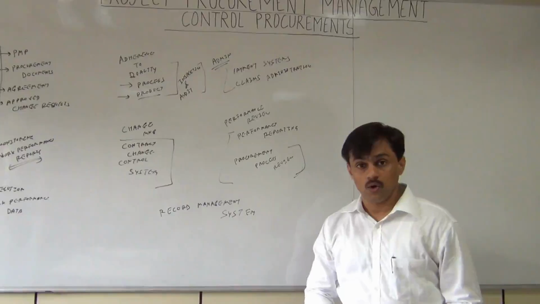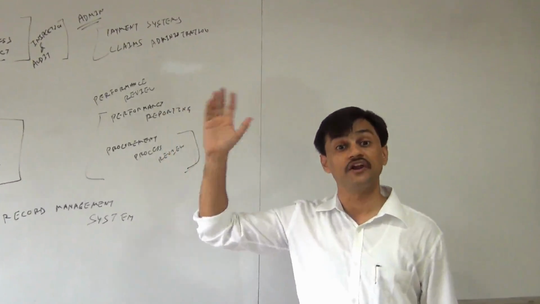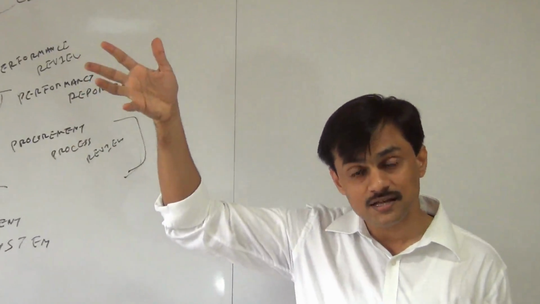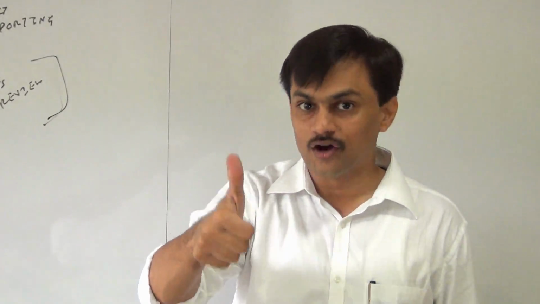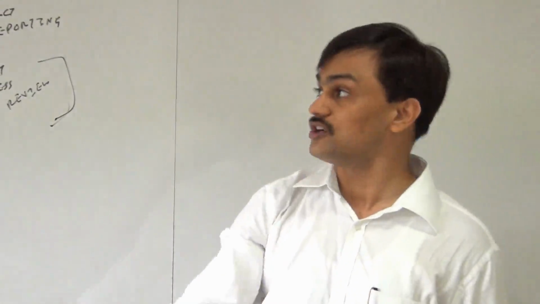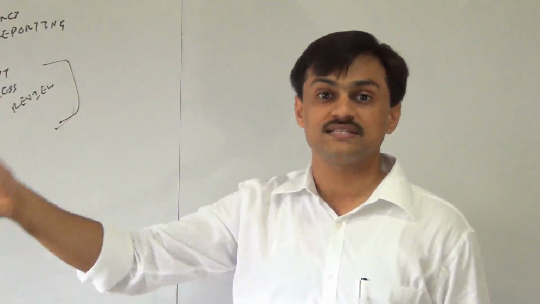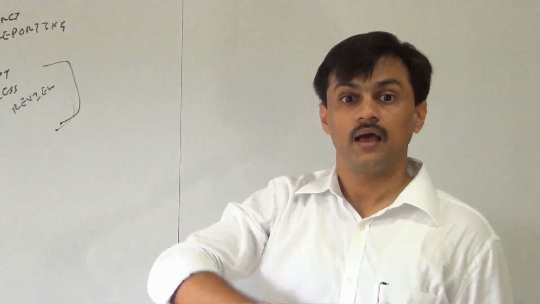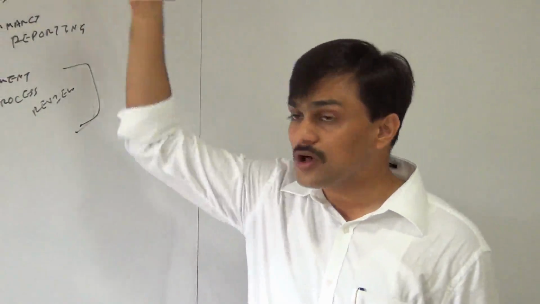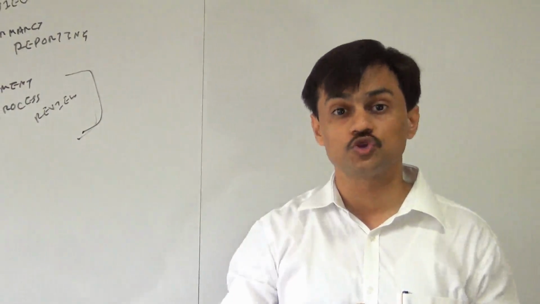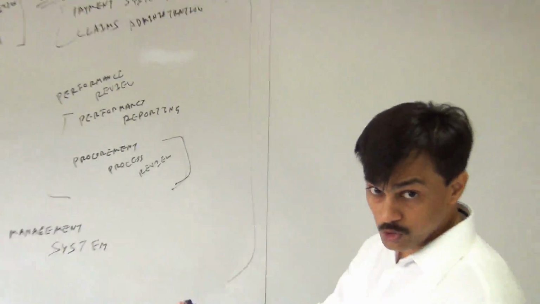Now, what does it generate? As usual, it's a monitoring and controlling process group process. So it should be generating at least two outputs. One is work performance information, because it is monitoring and controlling a plan versus the execution, and change requests, because while doing this controlling, this process may identify something which needs to be changed. So this process also generates two outputs.